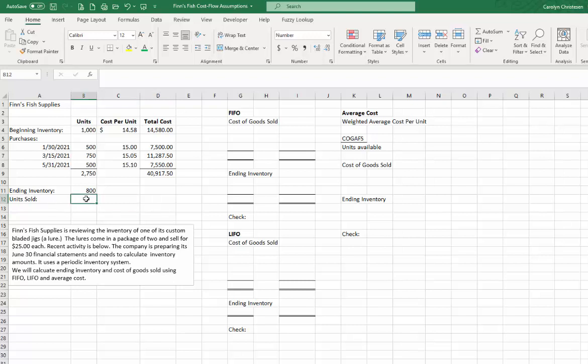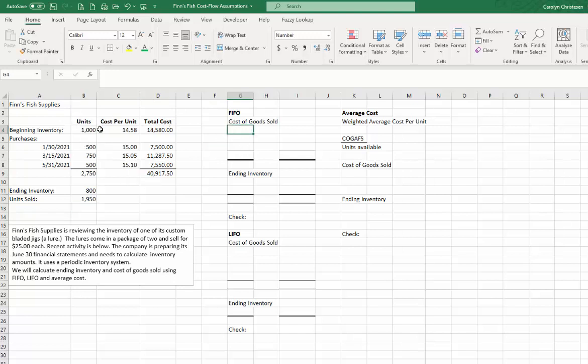Now, how many units did we sell? Well, we had 2,750 available, and we ended up with 800. So we must have sold 2,750 minus 800, so we sold 1,950 units. I think it's helpful to know how many units you had available, cost of goods available for sale, ending inventory, and units sold before you even start your calculations. All right, so now let's go up here.